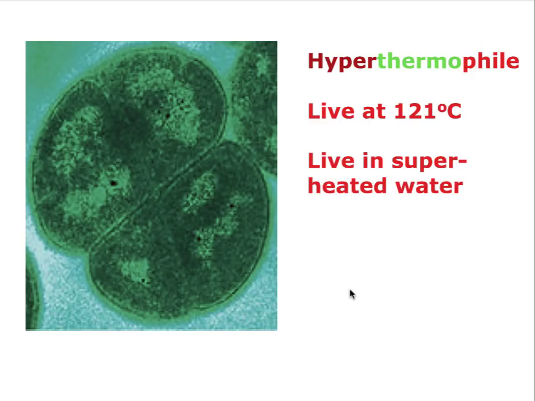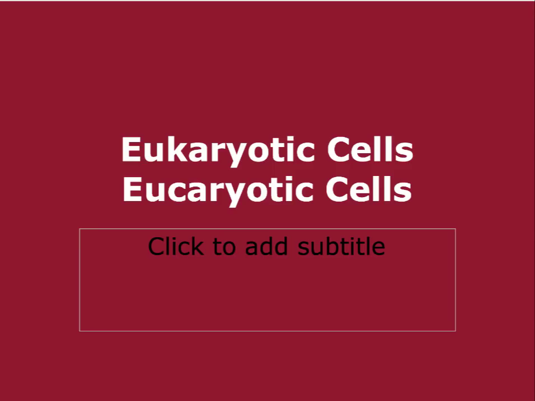Finally, this picture here just tells us that there are some extreme cell types on the planet that can withstand very harsh conditions. So this hyperthermophile simply means that these cells are discovered living at extreme temperatures. And in this case, at 121 degrees Celsius, these cells were found at Yellowstone National Park in some of the geysers. Moving on to talk about eukaryotic cells.